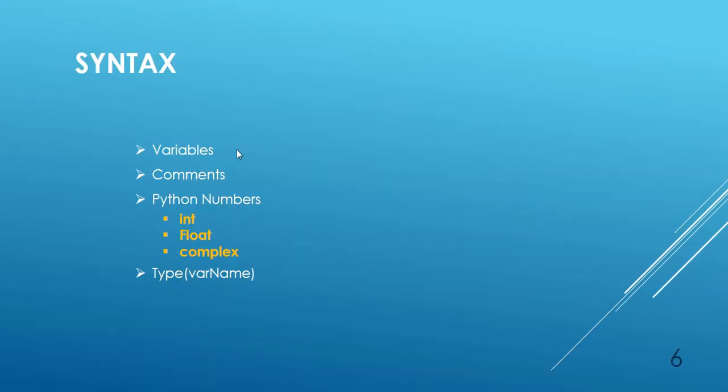Now we should define variables: how to define variables and how to put comments. Try to remember this. There are three number data types in Python: integer, float, and complex. Float is like double. In Python we do not have double, we only have float. Float is a number which has a floating point, and complex is a mixture of a number and the letter J.